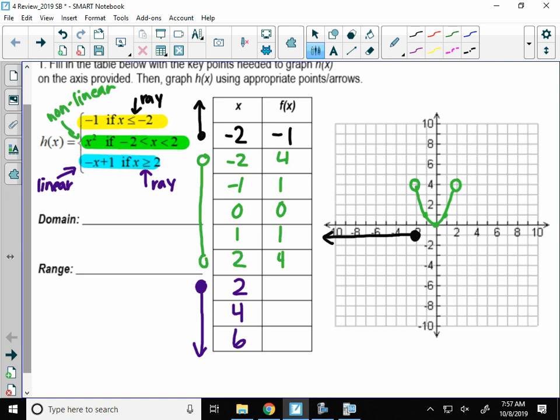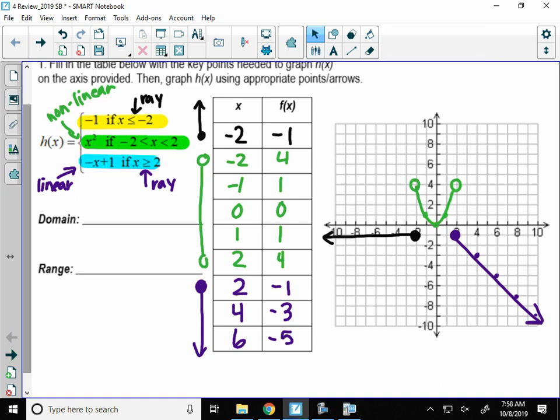So if I put 2 into that function, I'll have -2 + 1, which is -1. If I put 4 in, I'll have -4 + 1, which is -3, and then -5. Right, so I'll have 2, -1 has a closed dot, 4, -3, 6, -5, and I could continue that pattern down here if I needed to, connect those to make our ray. So that's your piecewise function.